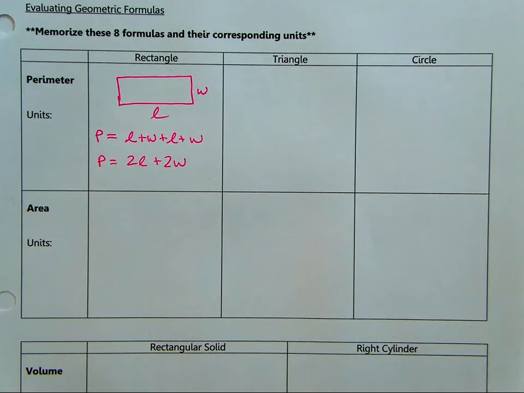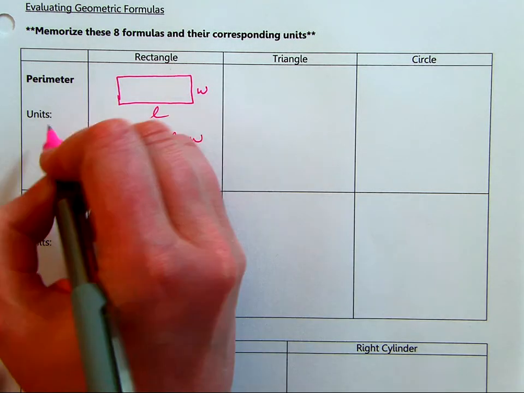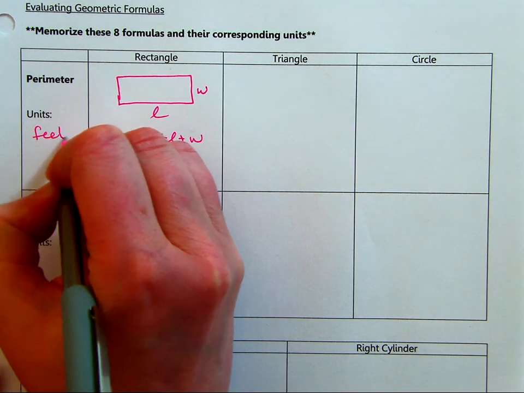What would the units be of perimeter? Feet, right. We would order our fencing in feet.